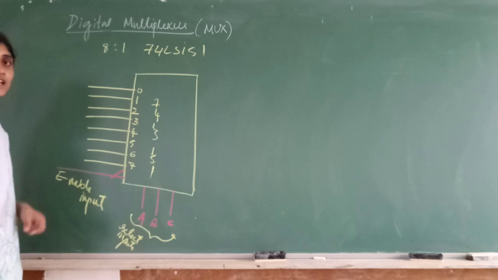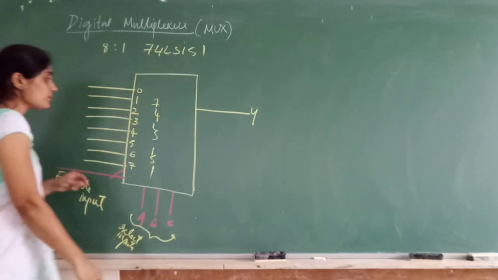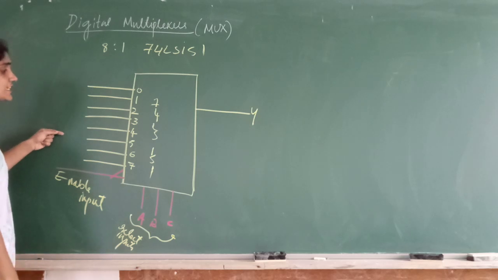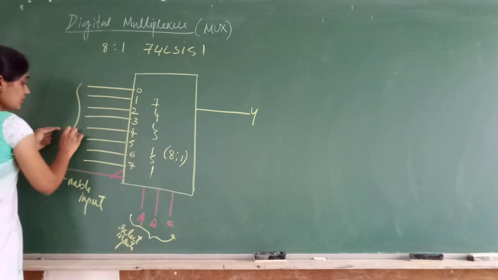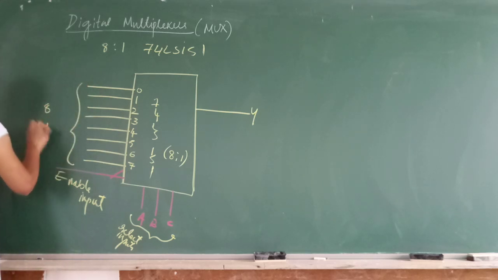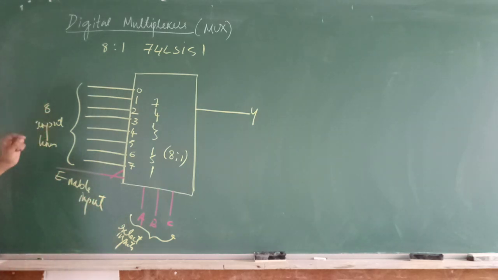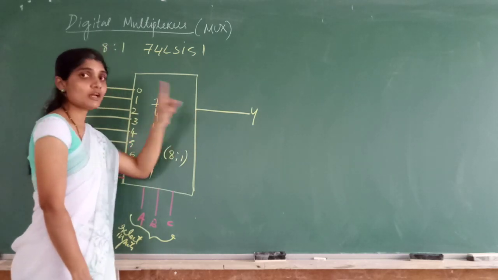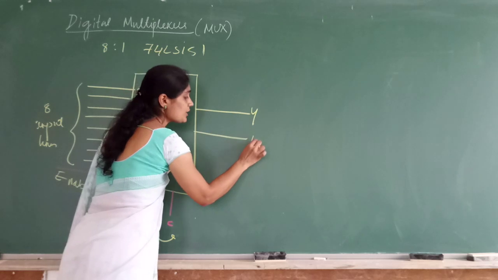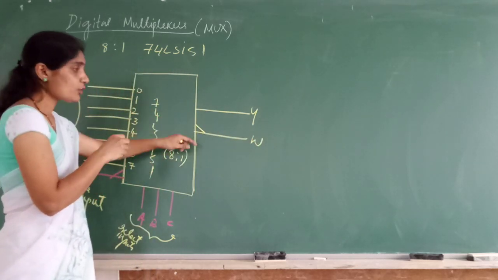Okay, so how many output lines? One output. That is Y. So 74LS151 is an 8:1 mux, which selects 1 out of 8 input lines using 3 select inputs. Fine. And for this IC, Y is the output line. Along with that, we will have one more output line, let me call it W, which is active low.